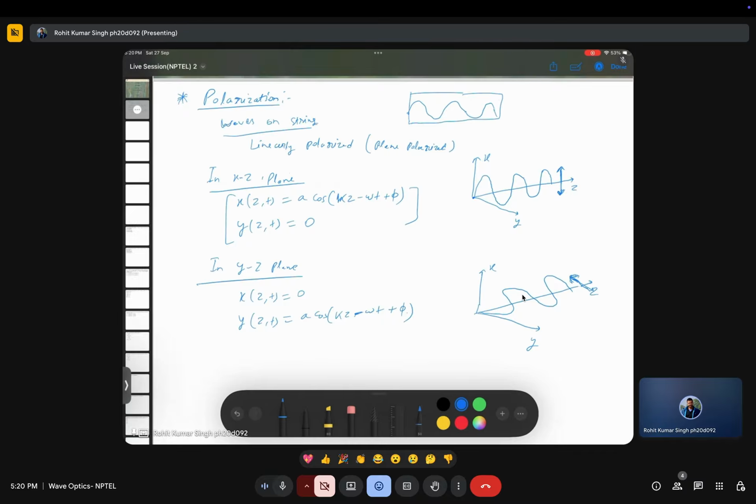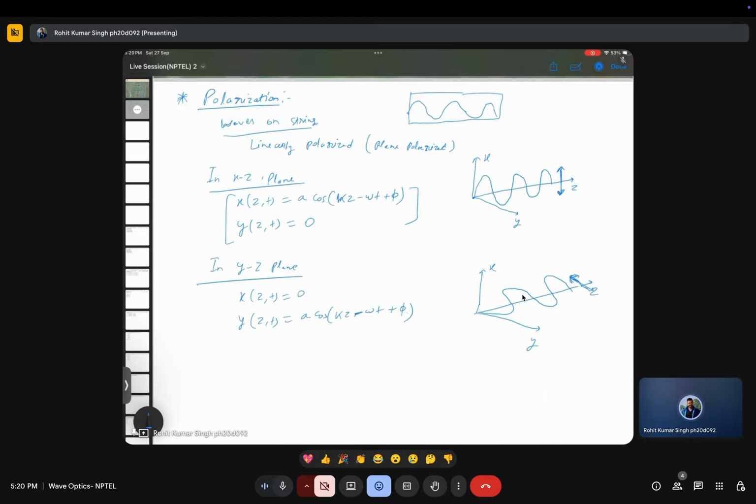These are two very common directions of polarization, but in general you can have any plane of polarization. You can rotate it and have any general angle. You don't need to confine it to the xz plane or yz plane. This is just for illustration of what a plane polarized wave is.